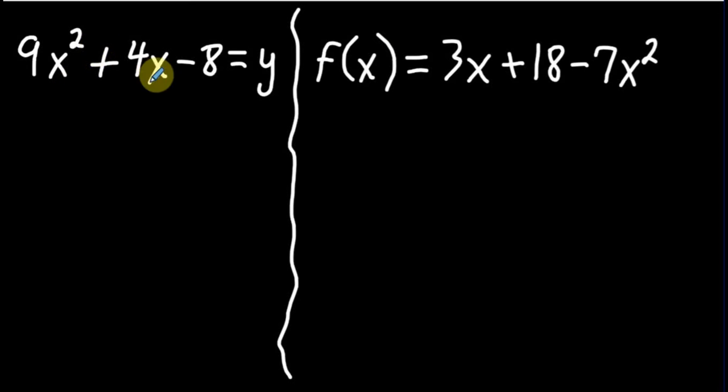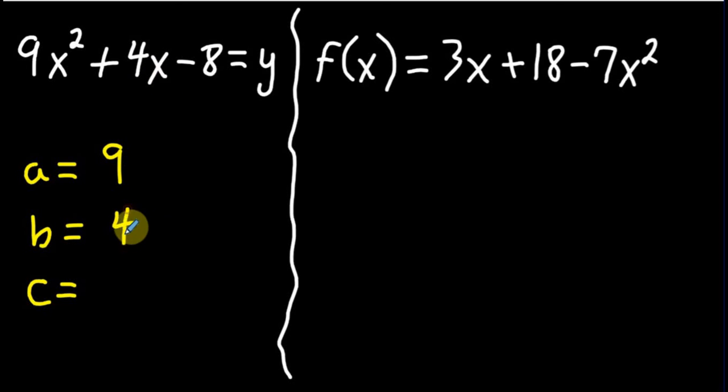So, in the equation on the left, we want to say what is A, what is B, and what is C. Well, A is whatever's in front of x squared. So A is 9. B is whatever's in front of x. And C is whatever the constant is, -8.